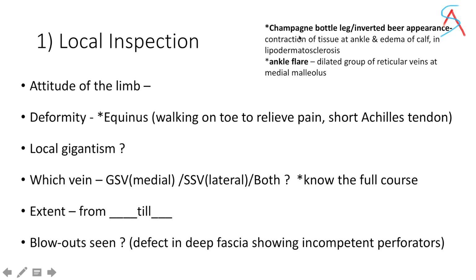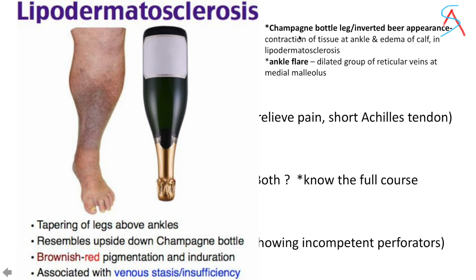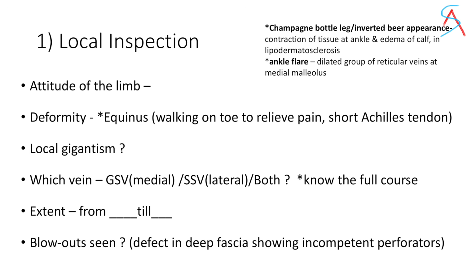I would like to tell you two more things here. One is champagne bottle leg, which is also known as inverted bear appearance, which is seen in lipodermatosclerosis due to the contraction and sclerosis of the tissue at the ankle, but there is edema in the calf. The next thing is ankle flare, which means there is a dilated group of reticular veins at the medial malleolus.